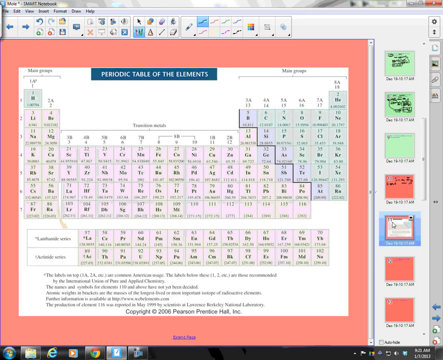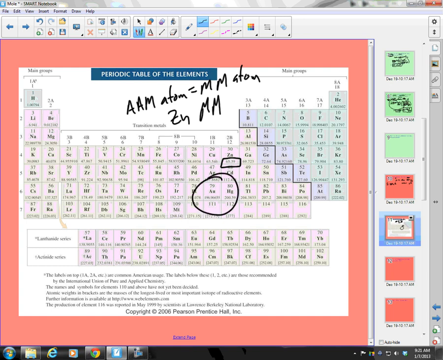Here's the cool thing. See these little numbers here? Let's look at zinc. See zinc? It says 65.39. Well, that's the molar mass of zinc. My average atomic mass of an atom equals the molar mass of that atom. Okay? So we're looking at gold. Here's gold, and my average atomic mass is 196.966. Well, that is my molar mass.